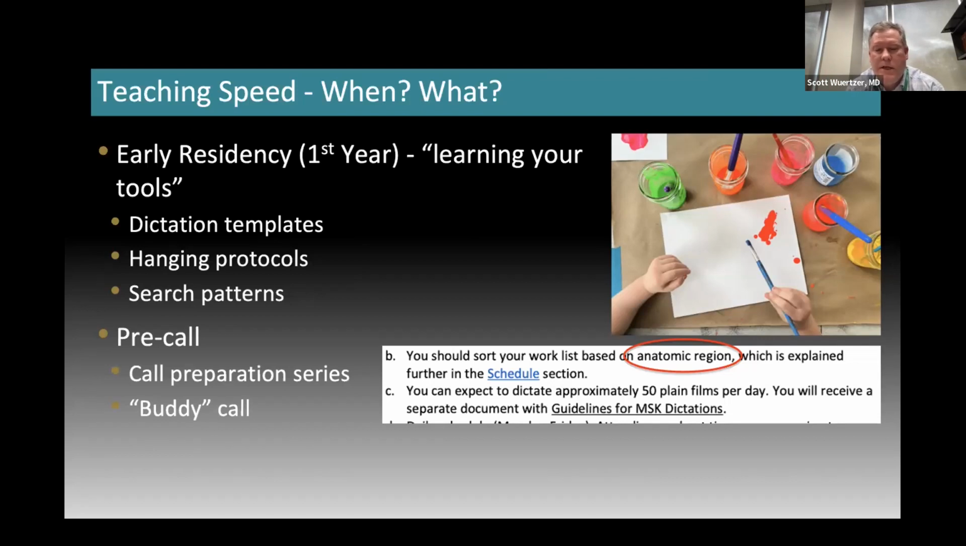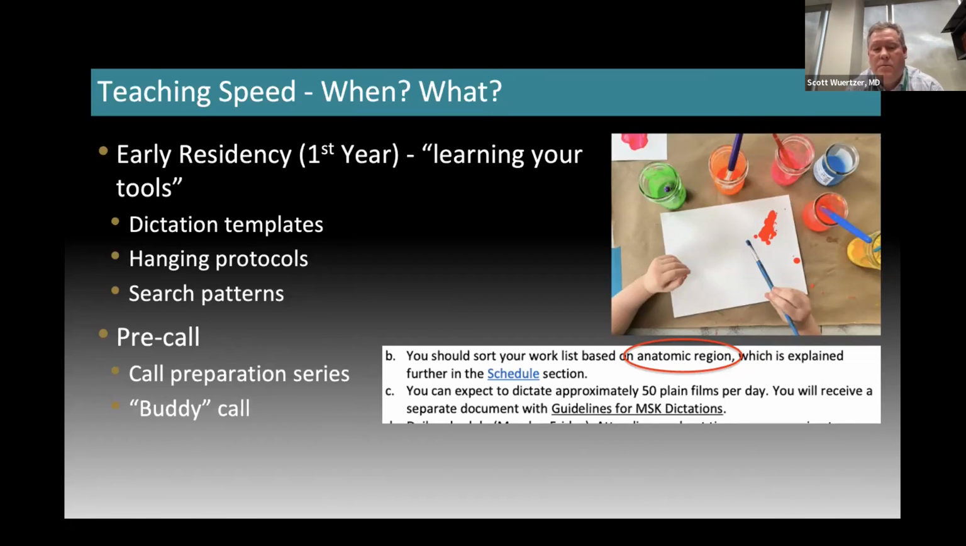Again, we've got neuro series, body, MSK, and the residents are just laser focused during these sessions, again, because they're conscientious, they're a little bit anxious about starting call, and they're very focused. And because they're so focused, the attendings love giving these series. So it's been really a good mix for us.